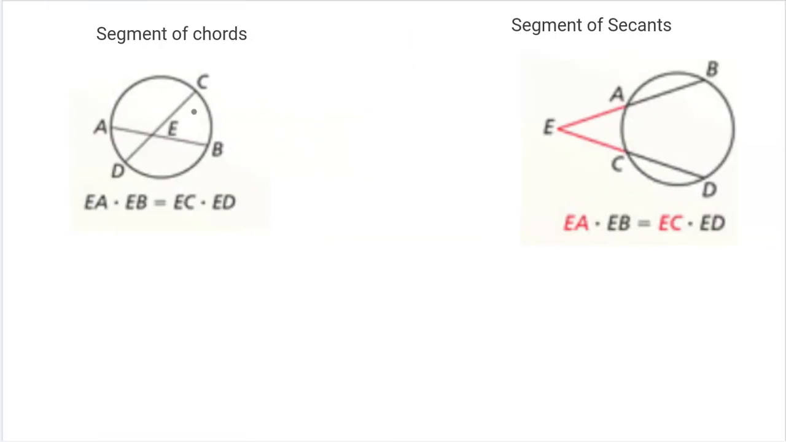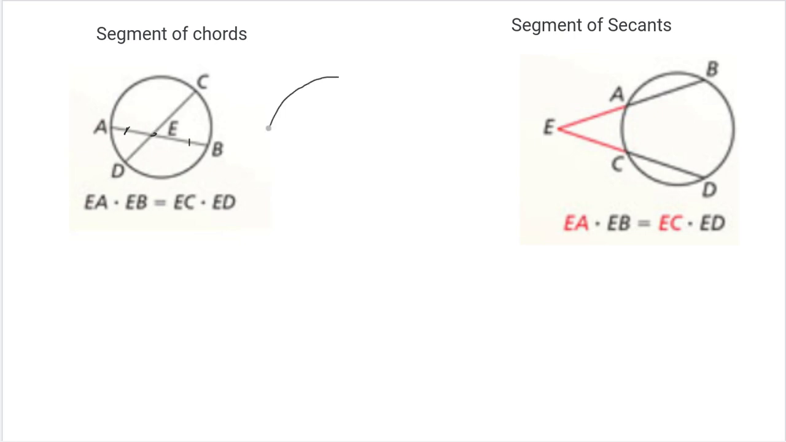So, it doesn't matter where two chords cross in a circle, they create a relationship. So let's look at EB and EA. They're not necessarily going to be congruent, but the relationship from the cross point, if multiplied, will have the same relationship across EC and ED.